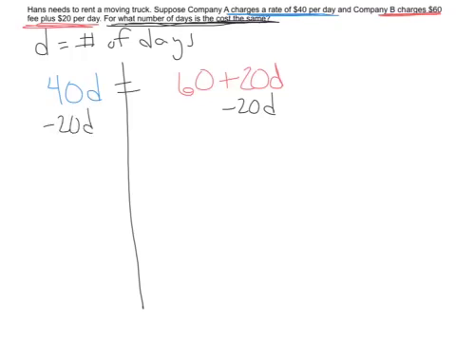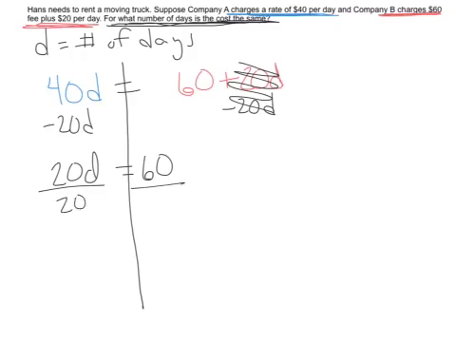And on the right, the 20Ds will cancel. On the left, 40D minus 20D will give us 20D equals, and the only thing left on the right is a 60. So we already have the variable on one side, the constant on the other side. So the only other step we need on this one is to divide by that coefficient, which is the 20, on both sides. So on the left, the 20 cancels, and D equals, on the right, 60 divided by 20 will give us 3.